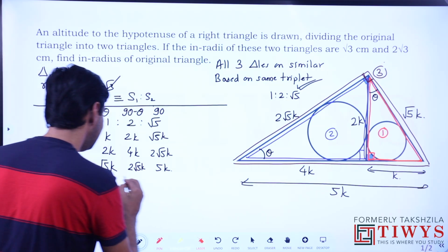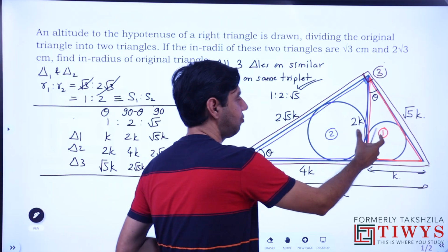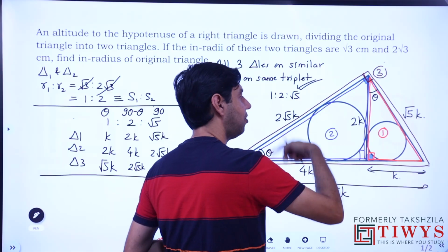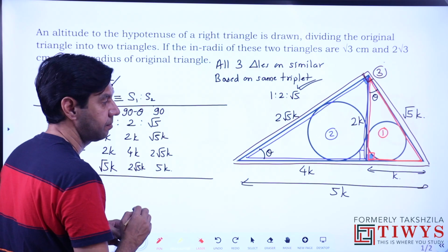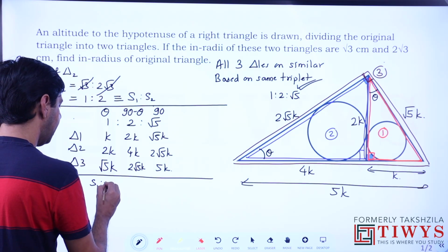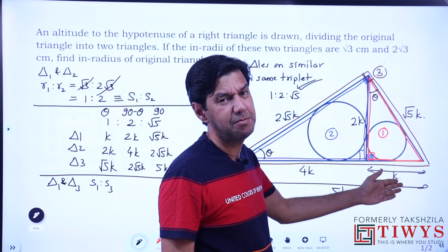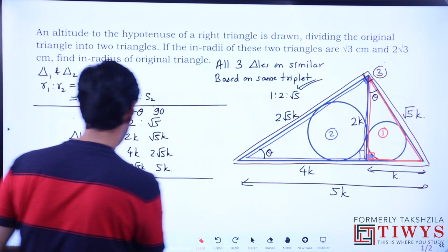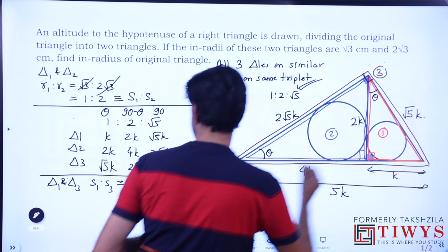Having done this, the next step: we went to 1 and 2, we got the triplets, we found 1, 2, 3. Now let's compare the third one. What is it easiest to compare with? The first one, student. So comparing triangle 1 and triangle 3. This time I know the ratio of their sides. Which side do I take? Again, I'll take the one opposite theta because that's easier. So opposite theta is k in one, and root 5k in the other.